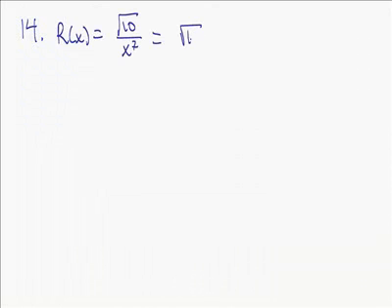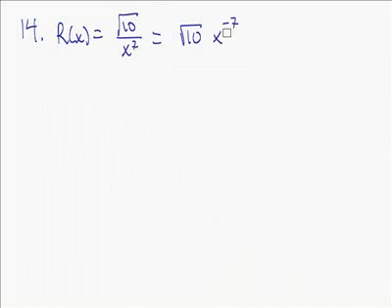Let's try another one. I'm going to skip around here a little bit. Let's try number 14. Number 14, we have capital R of x, and it is equal to the square root of 10 divided by x to the 7th. Now, one thing you need is a good algebraic background to be able to rewrite these functions in terms of something that you recognize, so you can use a derivative rule on it. In this case, I can rewrite this as the square root of 10, and instead of that over x to the 7th, I can write that as x to the negative 7th.